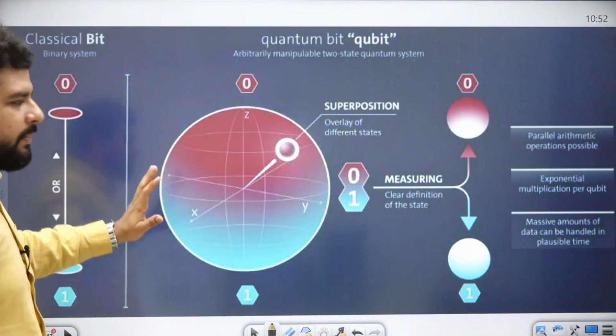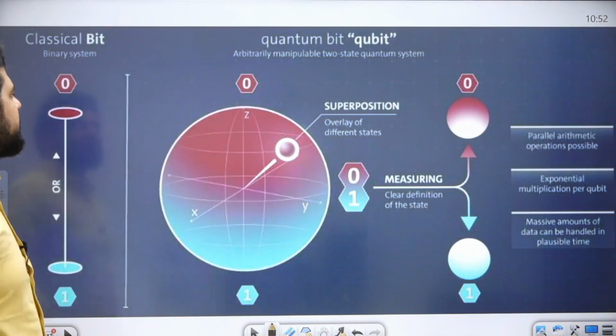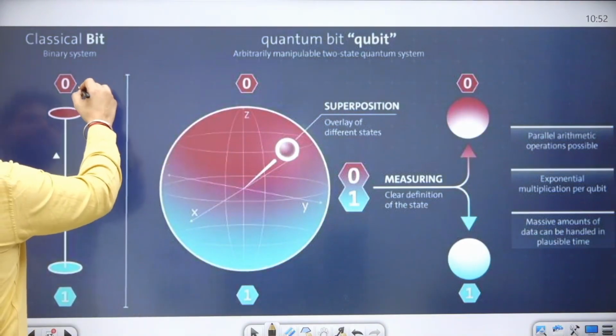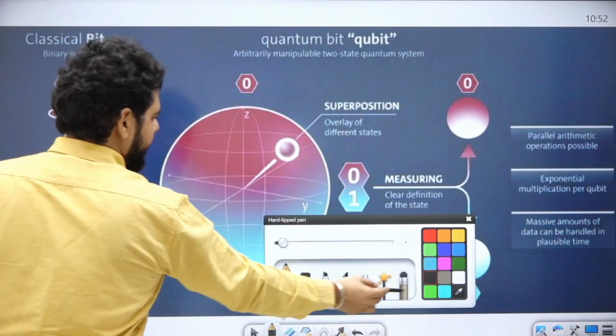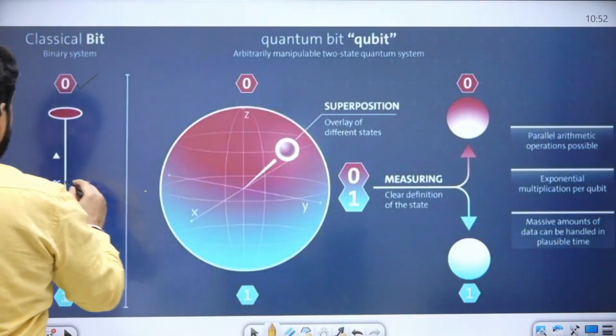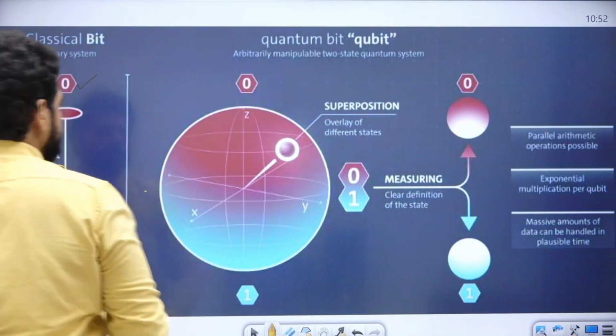Final example, a final diagram in the sense for this part. Classical bit will be 0 or 1. Okay.